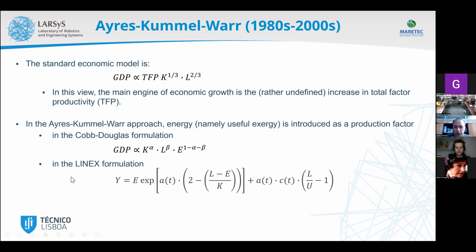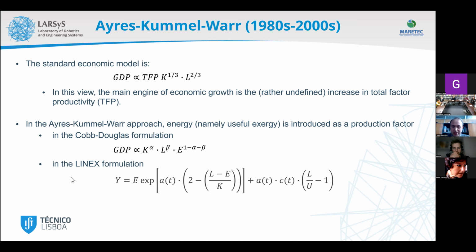Basically, in the Ayres-Kummel-Ward approach, energy is introduced as a production factor, namely useful exergy, but in a moment, I'll explain to you what useful exergy exactly is. So for now, just think we're talking about energy. And they do it either in the Cobb-Douglas formulation, where you add to capital and labor an extra production factor, which is energy. They retain constant returns to scale, as you see here, because you have K raised to alpha, labor L raised to beta, and energy raised to 1 minus alpha minus beta. And so necessarily, in their approach, the cost share theorem cannot be obeyed.